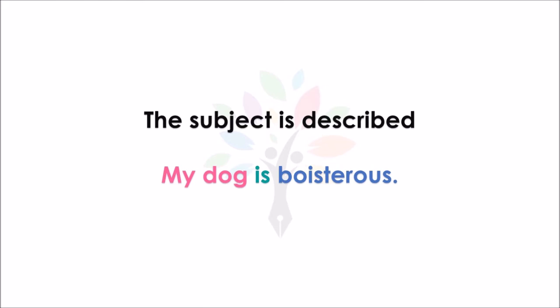The subject is described. My dog is boisterous. Here it's a description about the dog's nature. This dog is a boisterous character, which means he's a bit rough. He can be a bit tough, and also he could be a little bit mean as well. Again, there's a modifier here, my dog.